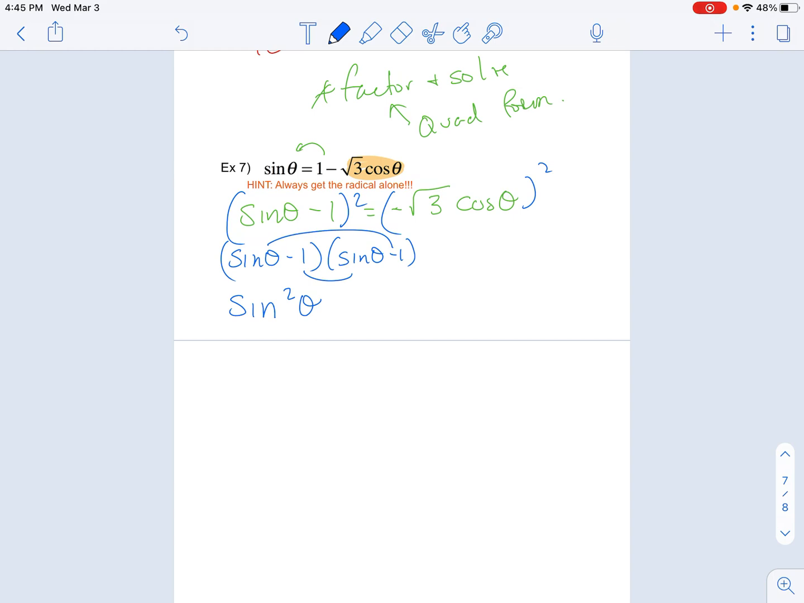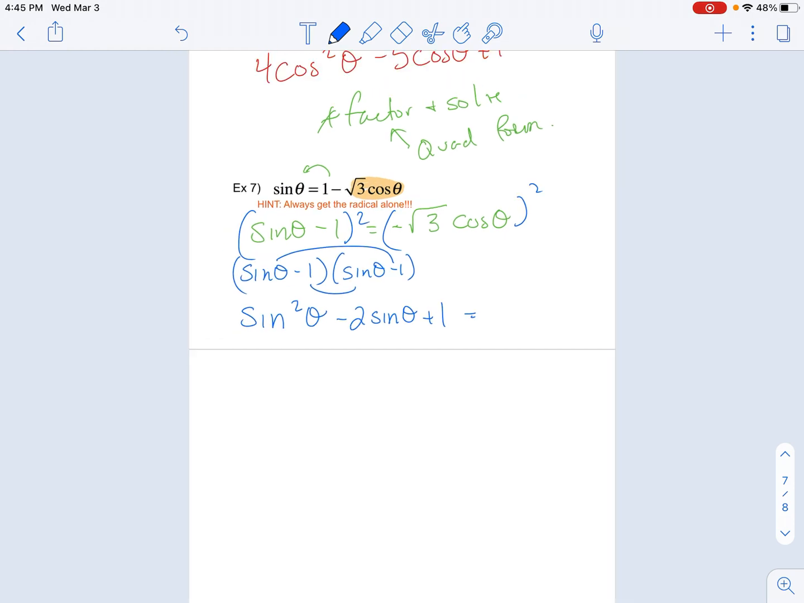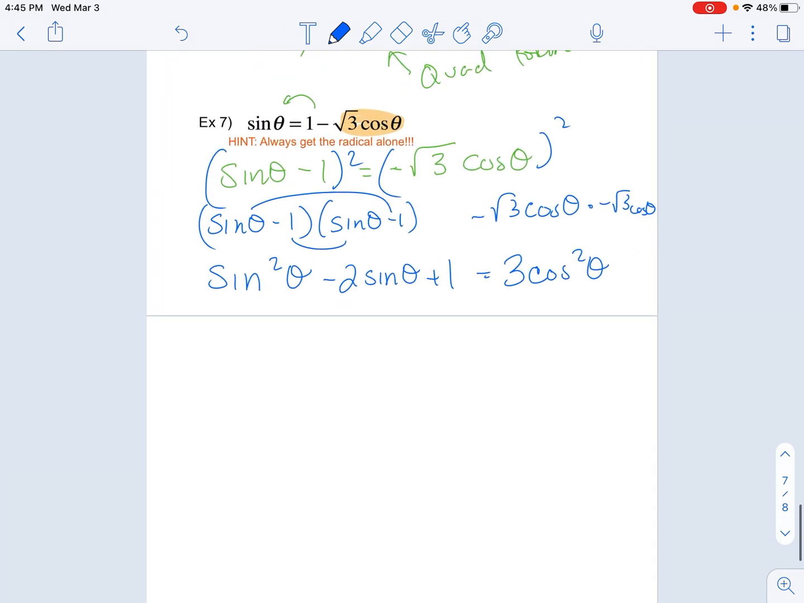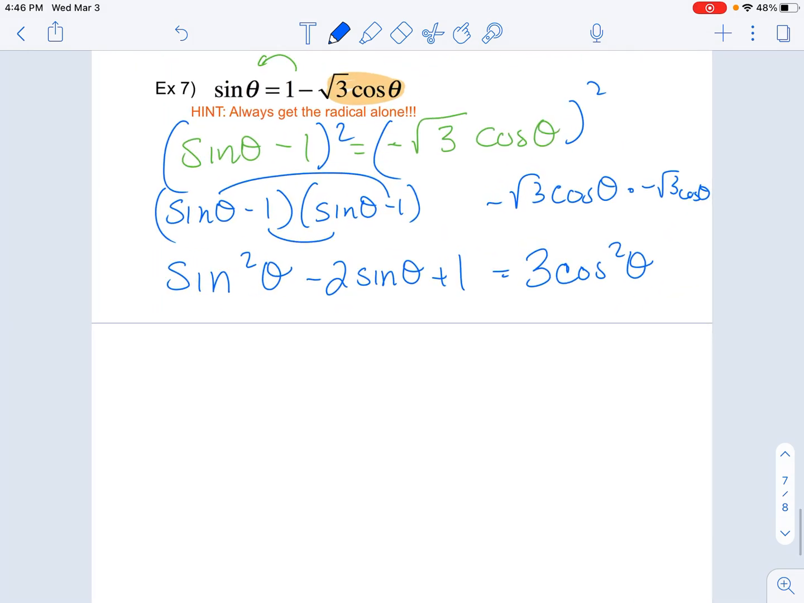Here I get a negative sign and a negative sign, so that gives me negative 2 sine theta, and then plus 1. On the other side, I've got negative root 3 cosine theta times negative root 3 cosine theta. That gives me positive 3 cosine squared theta. So again, we have sine squareds and cosine squareds, but I also have this plain sine right here in the middle.